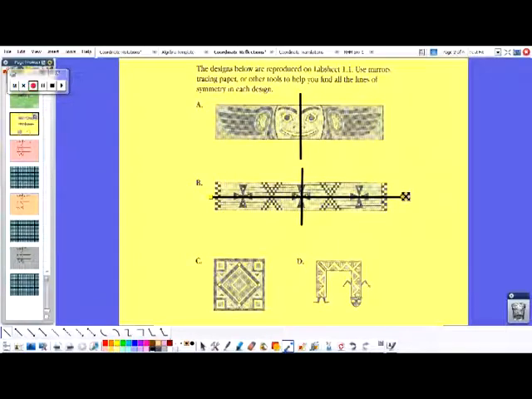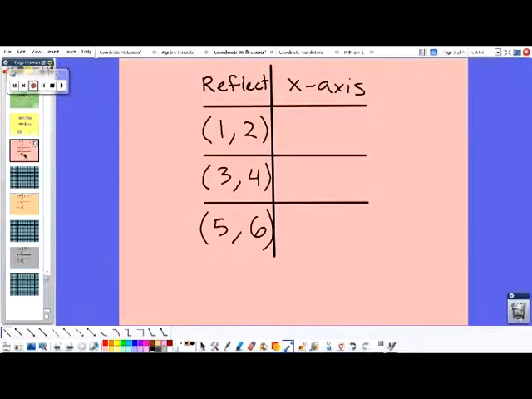Okay, so this is what you're going to do. Copy this down. We are going to do this for coordinate points. Our line of reflection is the x-axis, and we're going to locate where these points are. Got it? Tell you what, pause the video. As soon as you're ready, press play, and then we'll start reflecting each of these points.